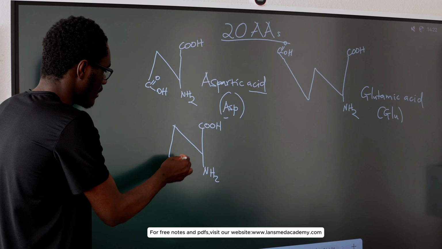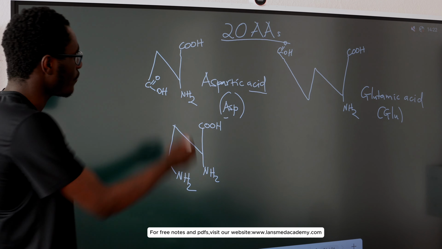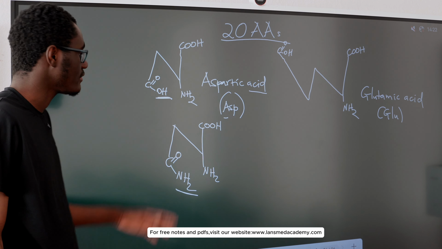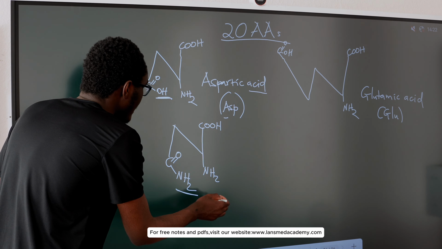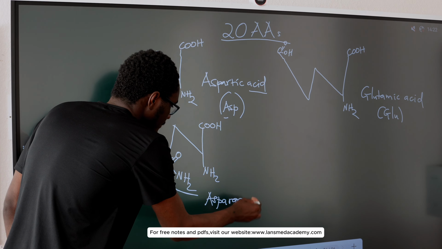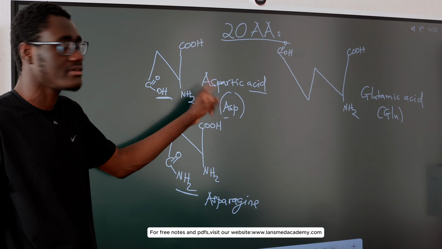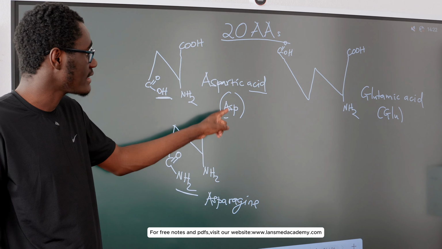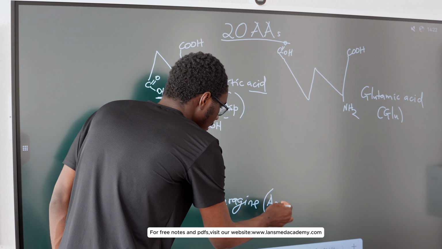So instead of OH here, we are going to have an amino group. It makes it not an acid, but an amide. So we're having an amide: asparagine. And please note the difference between the three-letter abbreviation of aspartic acid and asparagine. Aspartic acid is ASP and asparagine is ASN.